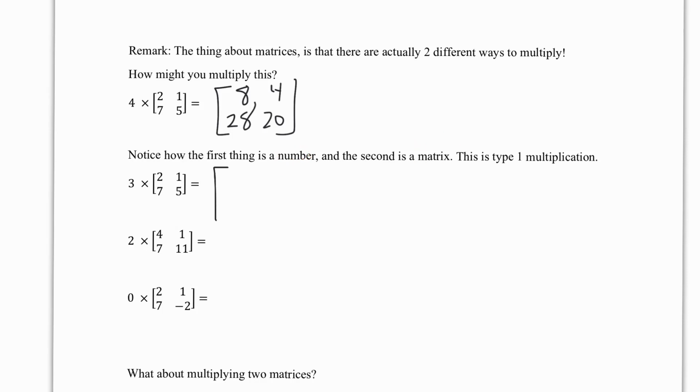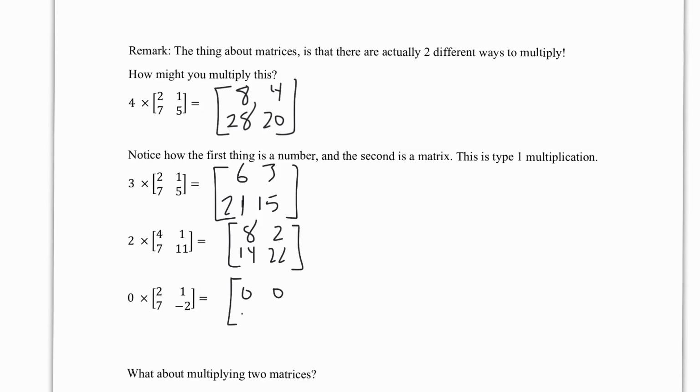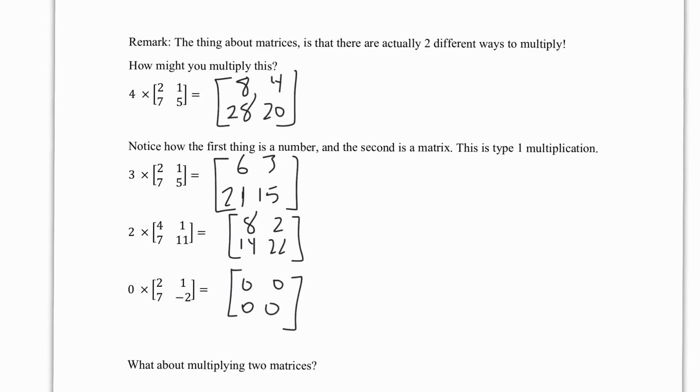So let's rattle these off pretty quick. This will be 6, 3, 21, and 15. This will be 8, 2, 14, and 22. Well, this will be 0, 0, 0, 0 because 0 times anything is just 0.